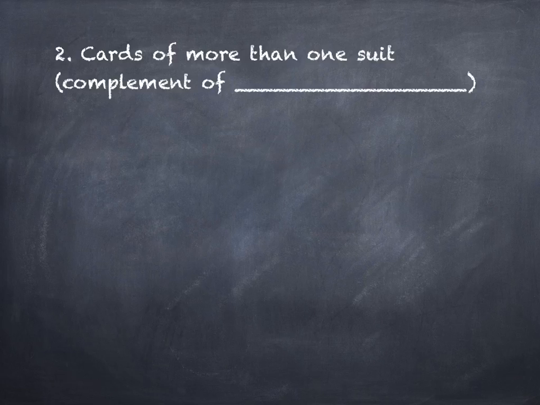All right, this one wants to know how we would get cards of more than one suit. What's the complement of getting more than one suit? Using one suit. All the same suit, all of one suit, right? So this would be all the same, or you could say all of one suit.